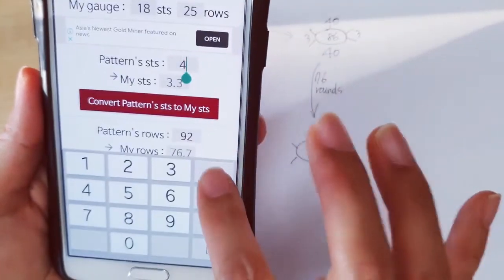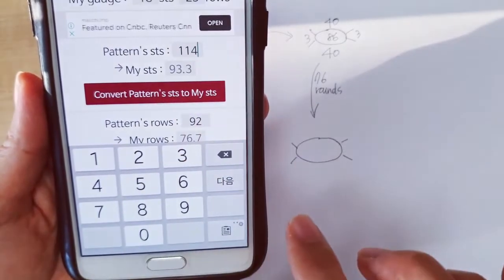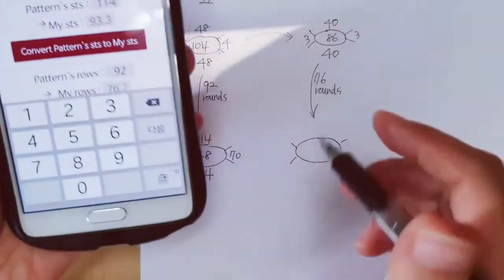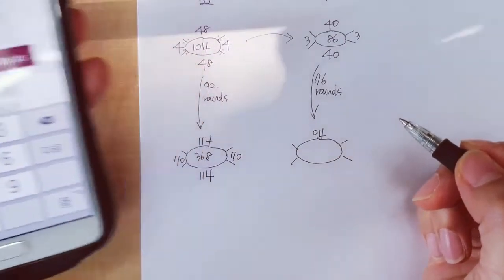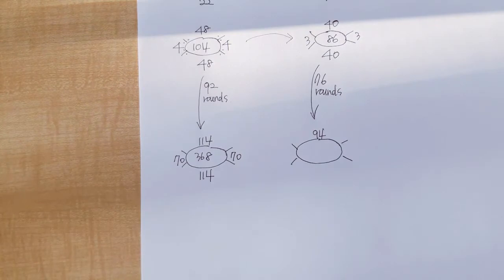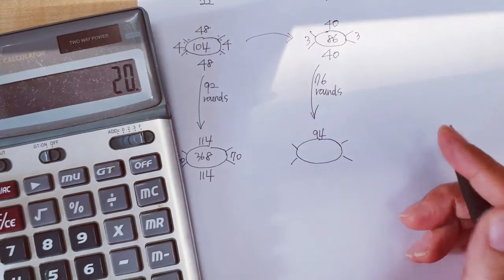Next, I'll convert the 114 stitches of the pattern. 93.3 is the result. So I'll change it to 94 stitches. When the back stitches reach 94, the sleeve and front stitches are decided.